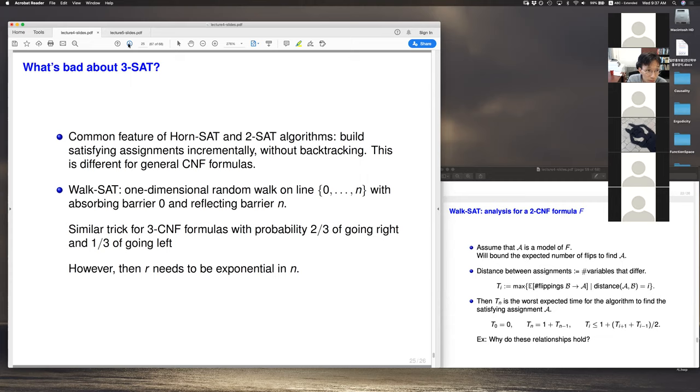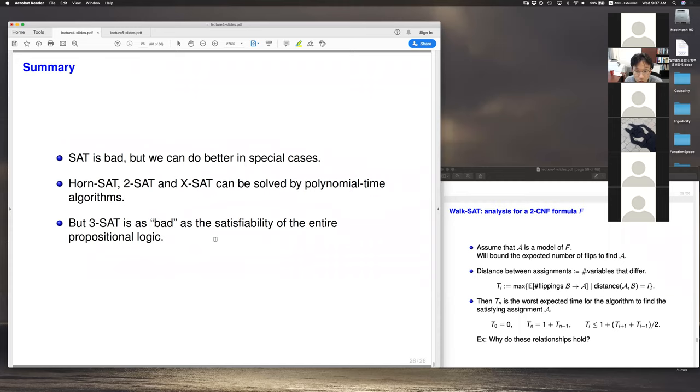Okay, just to sum up, satisfiability is not very easy, but for some subfragments of propositional logic formulas, or formulas which are written in a certain way, satisfiability becomes a bit easier. It can have a polynomial time algorithm. But one thing I want you to remember is that satisfiability of 3-CNF formulas is as bad as the satisfiability for arbitrary CNF formulas. Okay, so that's it for this lecture.